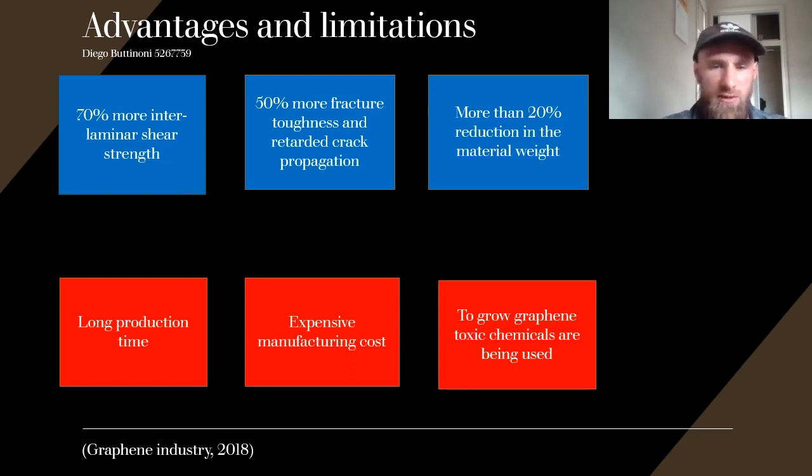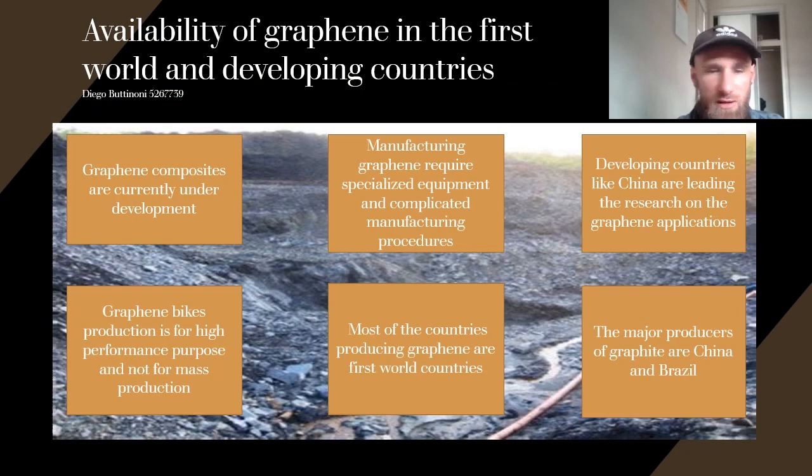The drawback is that it has a long production time, is really expensive, and is not environmentally friendly. Graphene composites are currently under development, and they are not made for mass production. For this reason, they are mainly produced in first world countries, but at this moment some developing countries, for example China, are leading the research on graphene application.